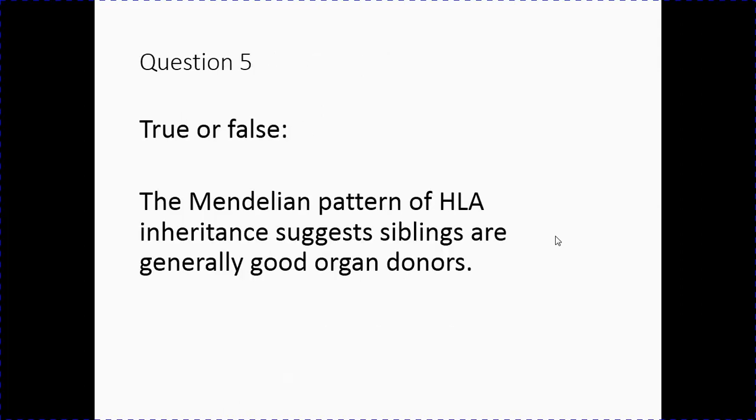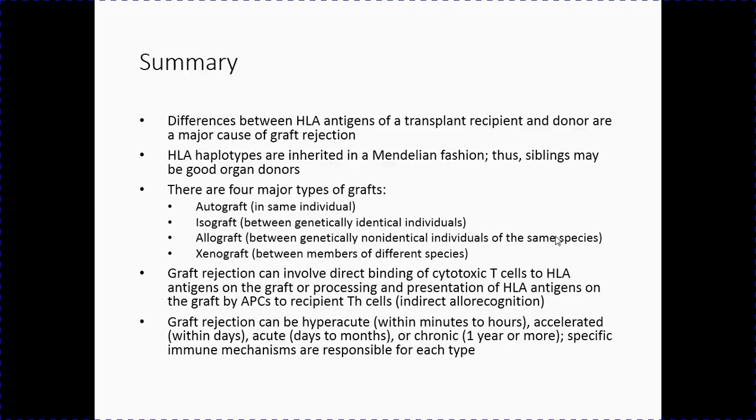That's it. Oh, one last question. True or false? The Mendelian pattern of HLA inheritance suggests that siblings are generally good organ donors. I think that's true. 75% have either full identity or haploidentity. So I think that's good odds with siblings. And that's it.